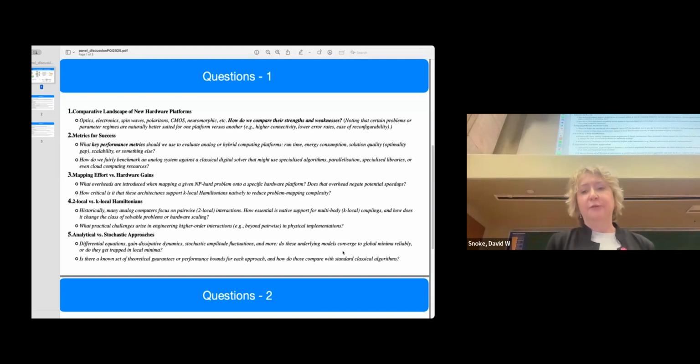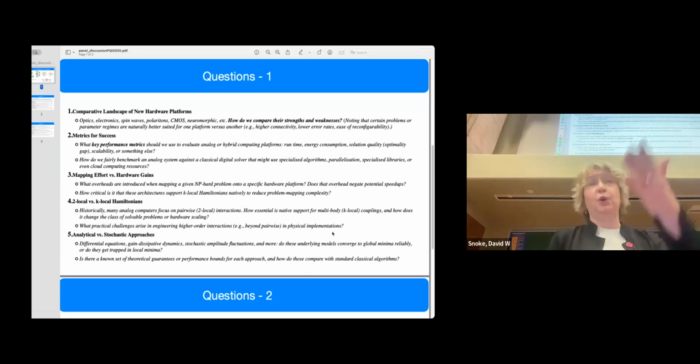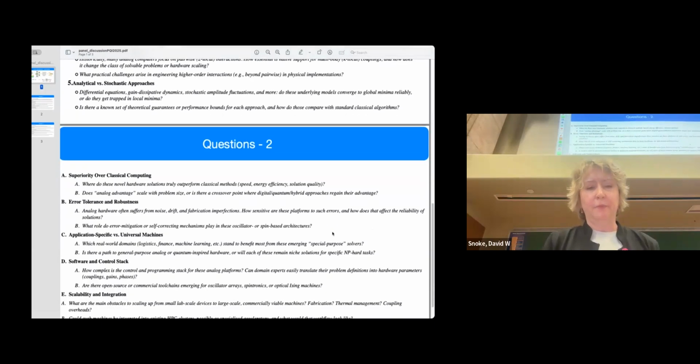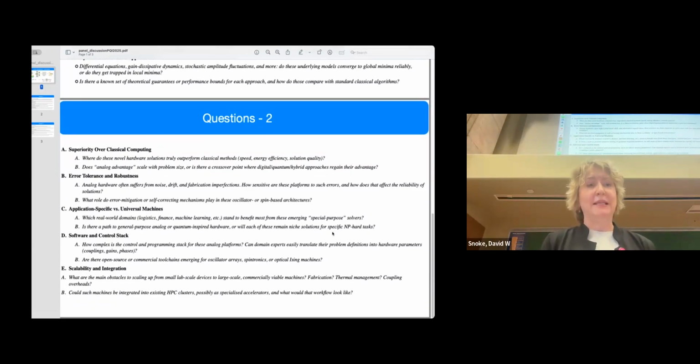Again, how do we compare different platforms if they use different bases? Some use differential equations that describe the underlying physics. Some use stochastic approaches, like p-bits, or stochastic amplitude fluctuations, etc. Can we provide some theoretical guarantees? There were questions during the lectures on this. Can we provide some theoretical guarantees for these methods? Very often a method or platform is being proposed, but we really don't know the answer to this question.